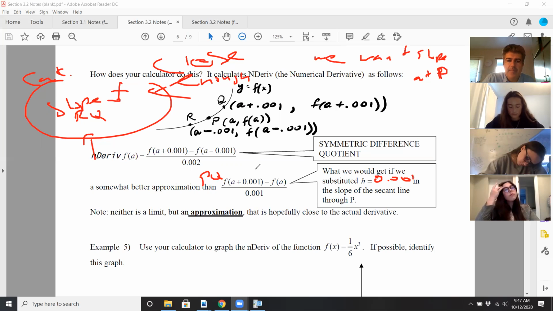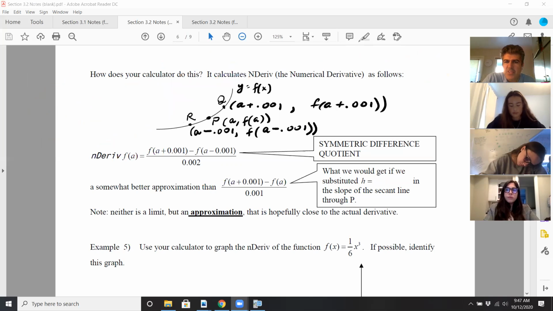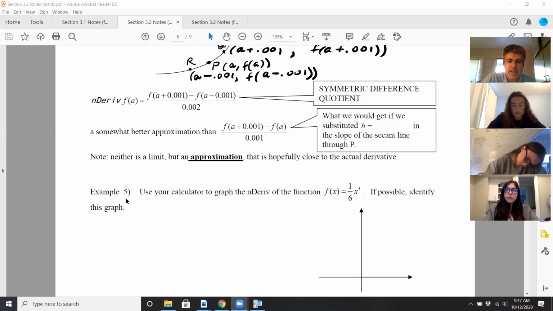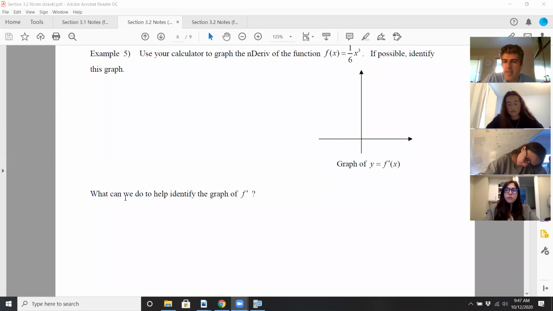Anyway, that's what the calculator is doing, just so you know. I'm not going to assess you on that, but it's good to know. And it explains why it's not 100% accurate. It's the 0.001 bit, that's why you have that.